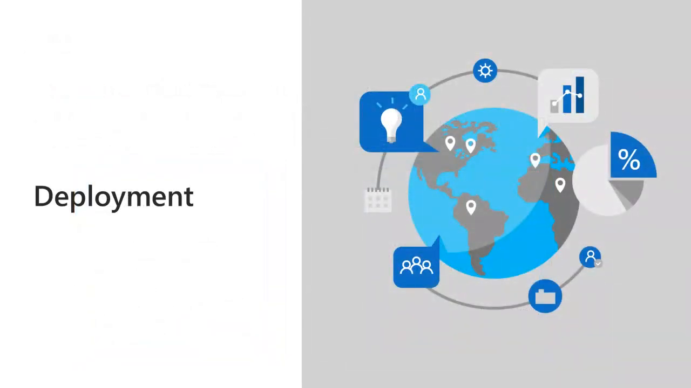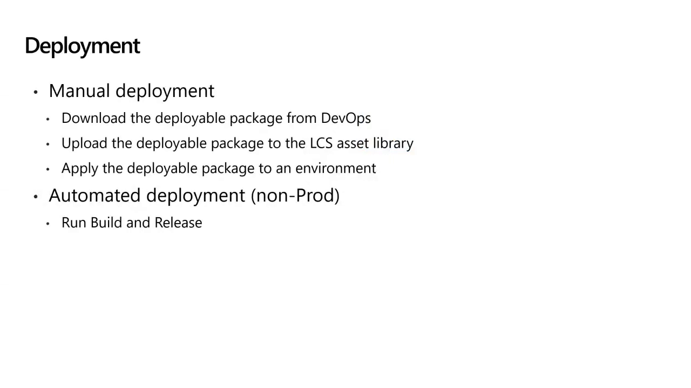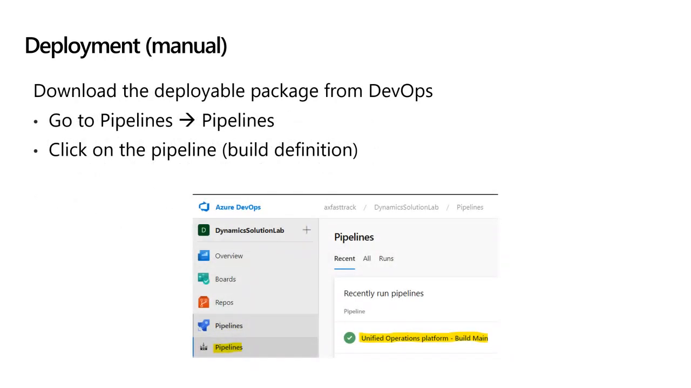All right, let's talk about some deployment items. The manual deployment is to download the deployable package from Azure DevOps, upload it to the LCS asset library, and then install it on an environment. And now we also have automated deployment for non-production with Azure pipelines. Let's go through the manual steps first.